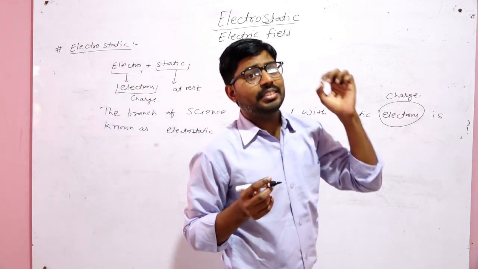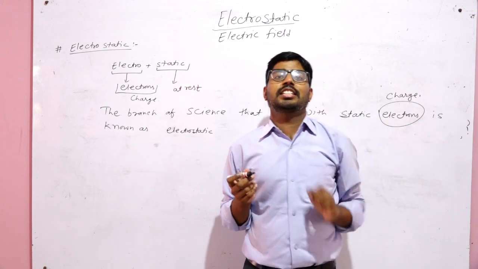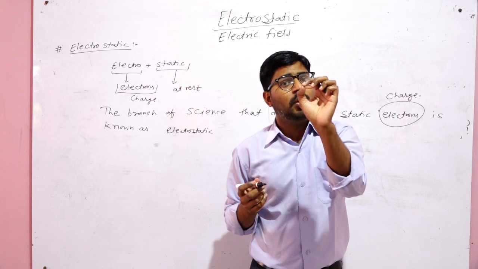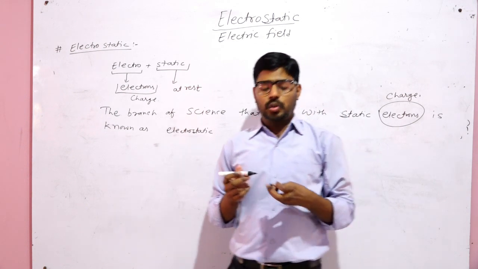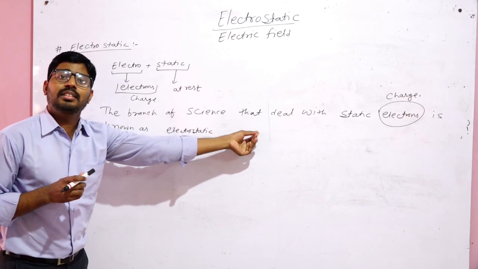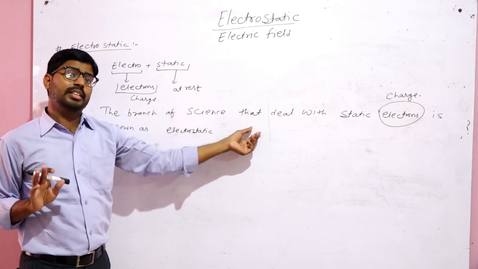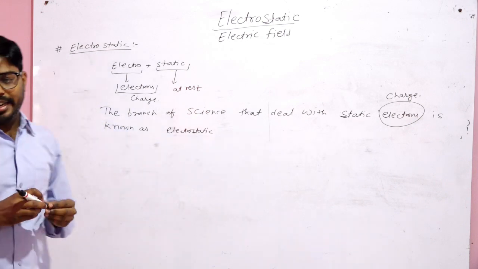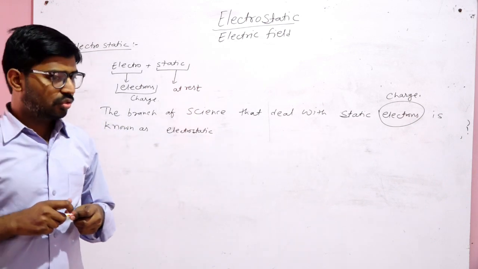ऐसी ब्रांच जिसमें हम स्टैटिक चार्ज की स्टडी करते हैं, चार्ज एट रेस्ट पे होगा, वेलोसिटी ऑफ चार्ज जीरो हो जाए, उसको हम बोलेंगे इलेक्ट्रोस्टैटिक. If charge is in motion, then the study is not known as electrostatic. Clear?